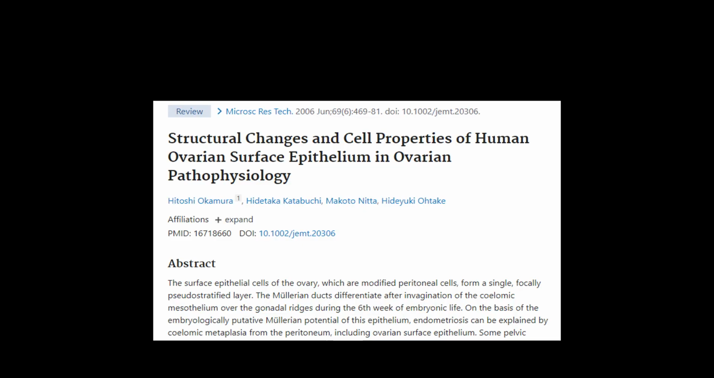of ovarian cancer. This is an interesting paper which has been presented, and it says that the surface epithelial cells of the ovary, as we discussed, are modified peritoneal cells. And in fact, the Mullerian ducts, that is, the ones which give rise to the uterus, are actually formed by the invagination of the coelomic epithelium, which also covers the gonad. So, endometriosis can actually be explained by coelomic metaplasia from the peritoneum, and this includes the same origin of the ovarian surface epithelium. So much is the importance of the peritoneum in abdominopelvic pathologies.